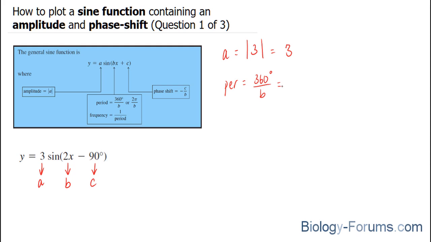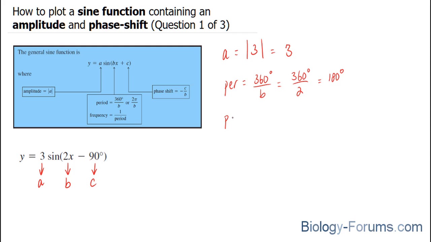And your b value being 2 gives us a period of 180 degrees. That will be significant when it comes to plotting. With our c value, we can find the phase shift, which will tell us how much we have to shift to the left, to the right. Now, to find your phase shift, you need to know both your b and your c value.